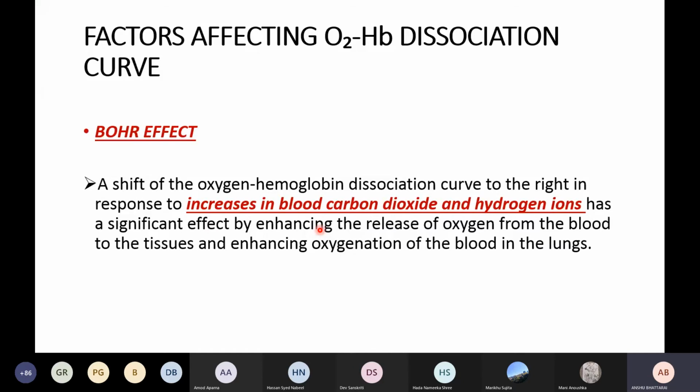So like I already explained to you, this is known as the Bohr effect. Don't forget this, okay? This is a very common question in your exam. The Bohr effect means a shift of the oxygen hemoglobin dissociation curve to the right due to a decrease in pH or an increase in hydrogen ions. And it has a significant effect by enhancing the release of oxygen from blood to tissues. This is the Bohr effect.